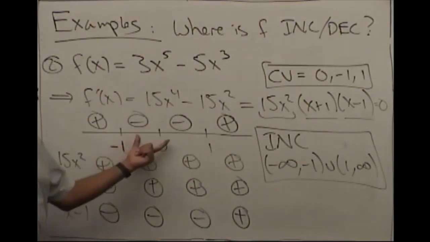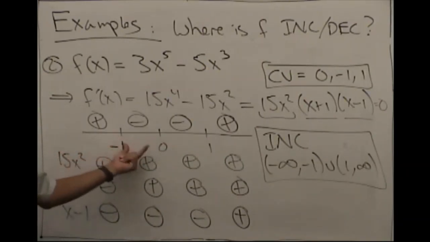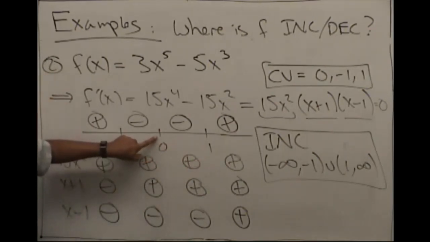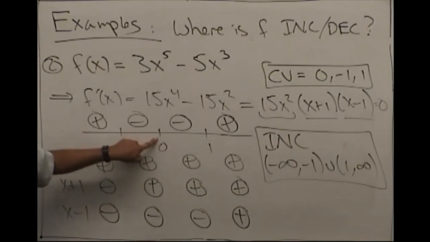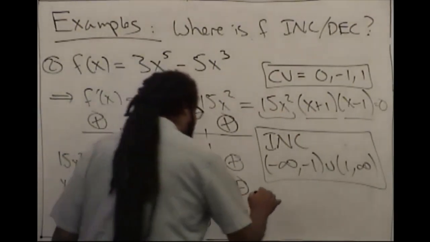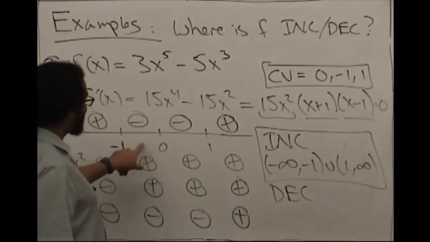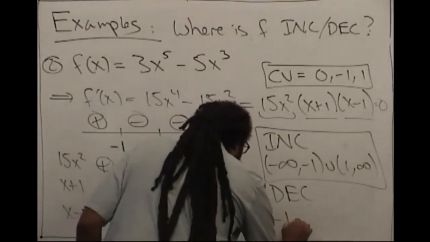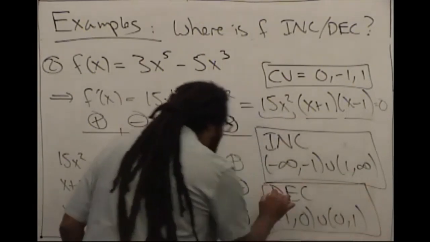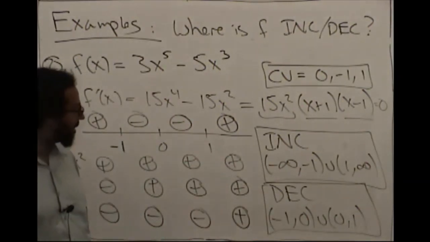And now where is the function decreasing? I'm going to go ahead and say that it's decreasing from negative 1 to 0 and then from 0 to 1. We don't say that it's decreasing at 0. The derivative is equal to 0 at 0, and so there's really nothing happening there. So I suppose I'm not going to be too picky about that. So it's decreasing from negative 1 to 0 and then from 0 to 1. So this would be a good final answer for where the function is increasing and where it is decreasing.